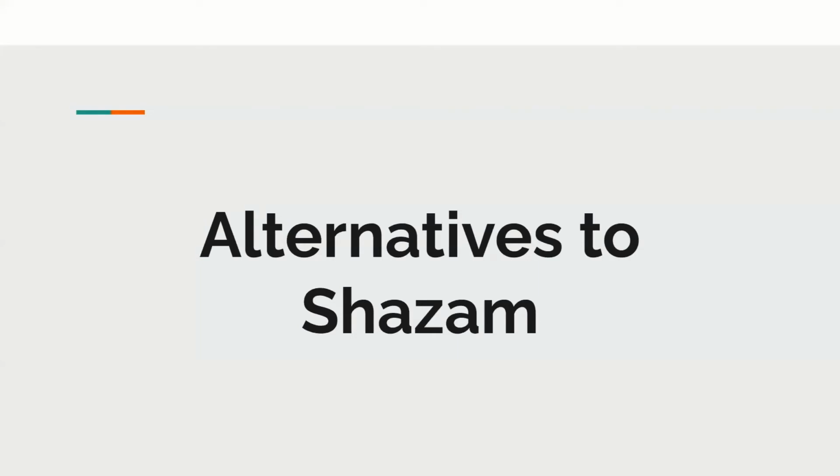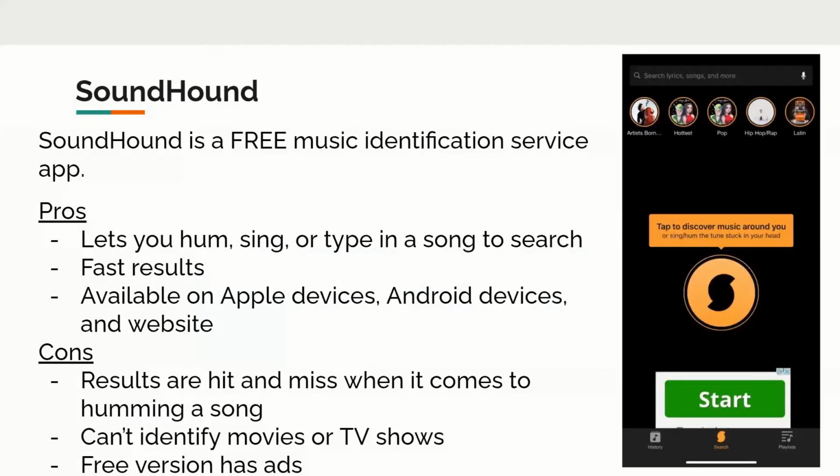So, here are some alternatives to Shazam. SoundHound is a free music identification service app. Some pros would be that it lets you hum, sing, or type in a song to search. It has fast results and it's available on Apple devices as well as Android devices and via the web. Some cons of SoundHound include that results are hit or miss when it comes to humming a song. It can't identify movies or TV shows, and the free version of the app has ads.